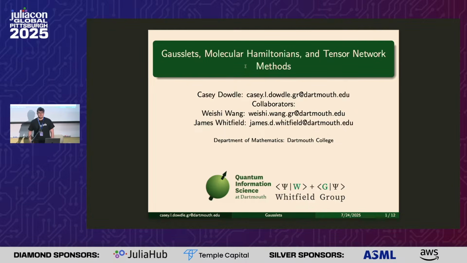I'm Casey. I'm a PhD student in the math department at Dartmouth, but I work with physicists, specifically the Whitfield group, with my collaborator Weisher Wing, who is in the audience, and also James Whitfield. And I will mostly be focusing, sorry to maybe disappoint people, on the Gausslet and basis set part, but I'll also describe at the end current limitations for actually implementing this in iTensor.